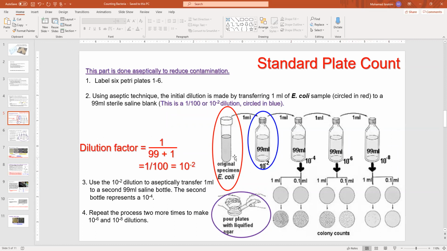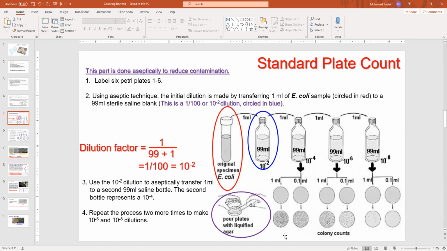As soon as you have your dilutions made, it is time to take aliquots and do plating. We have 2 plates for each dilution, and we take different amounts. On 1 plate we transfer 1 ml, and on the other plate we transfer 0.1 ml. We do this, incubate, and then look for growth.